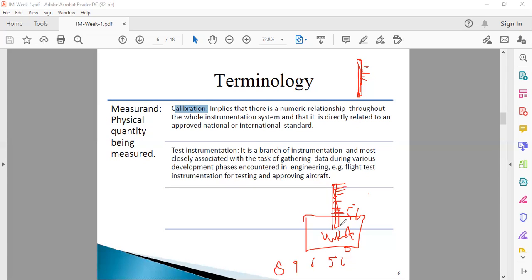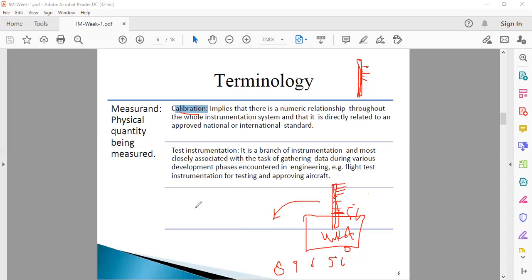Remember, this will be checked many times by some other hot plate or by some other means, so that it is verified and authenticated that it is really working properly. Because once it is dispatched to the market, it will give a correct value in the laboratory or for any observer. So this is calibration.